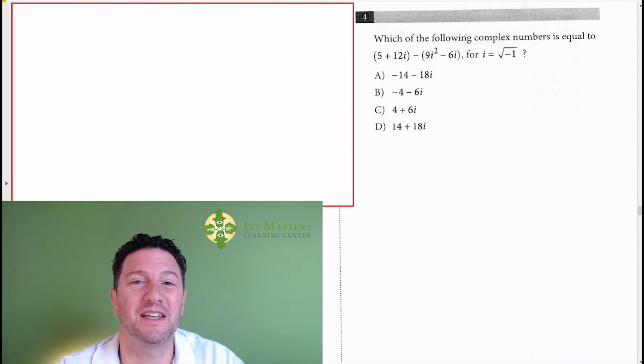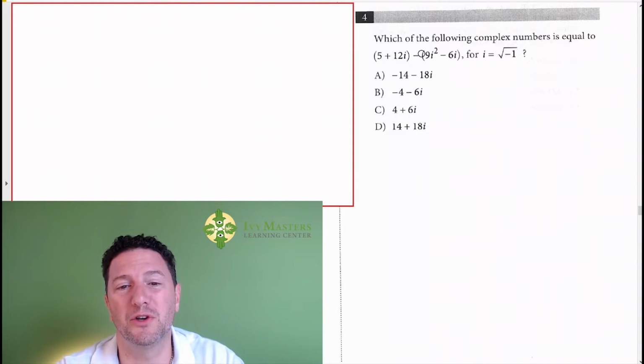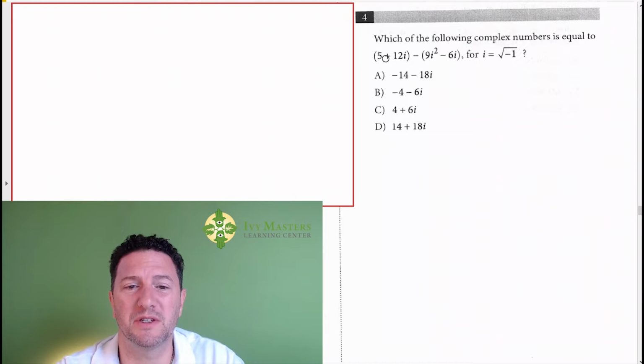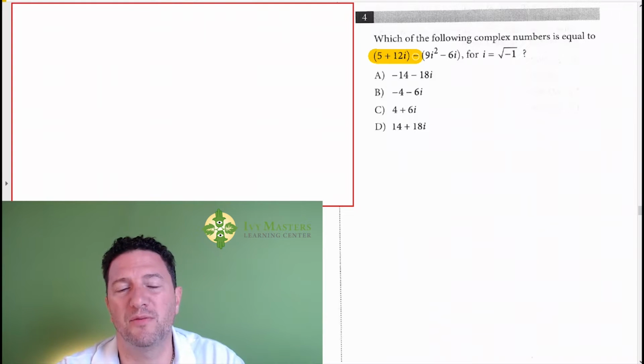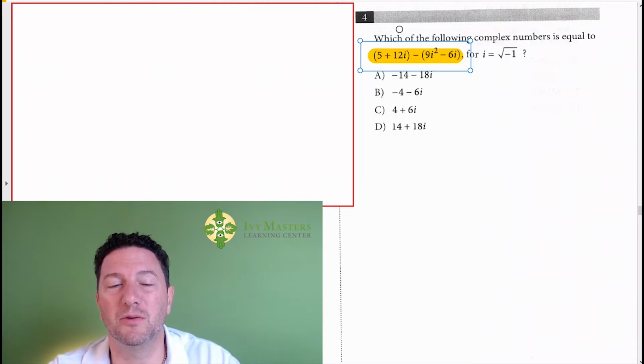And today we're going to look at Test 7, Section 3, Number 4, which reads: which of the following complex numbers is equal to 5 plus 12i minus a quantity 9 times i squared minus 6i, for i equals the square root of negative 1.